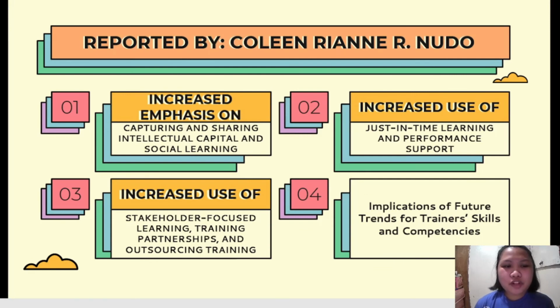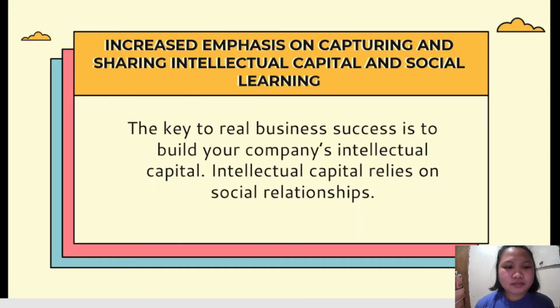I'm going to report about the increased emphasis on capturing and sharing intellectual capital and social learning, the increased use of just-in-time learning and performance support, the increased use of stakeholder-focused learning, training partnerships and outsourcing training, and the implications of future trends for trainer skills and competencies.